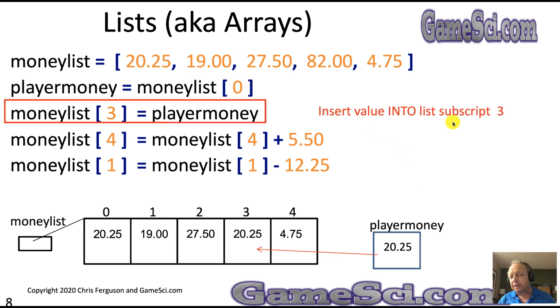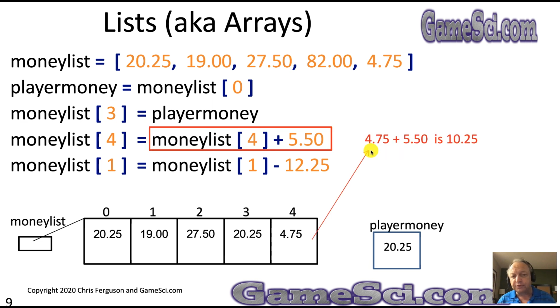Insert a value into the list. This time use subscript 3. Take the value that's in player money and assign it to money list at index or subscript 3. And you can see the 20.25 gets assigned to money list at index or subscript 3.